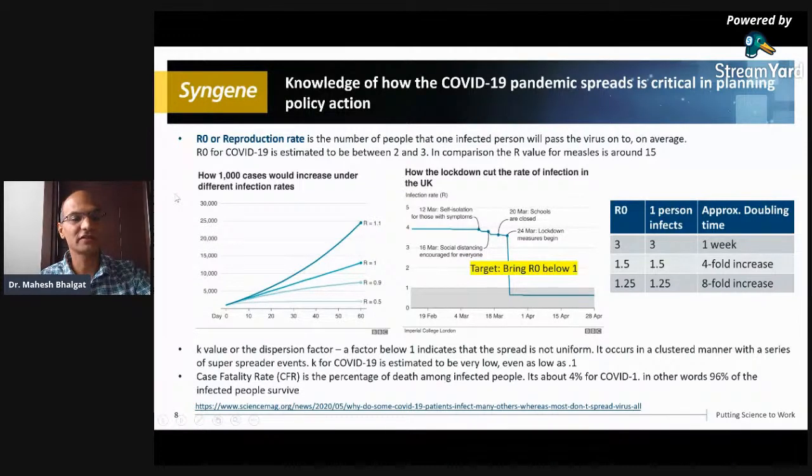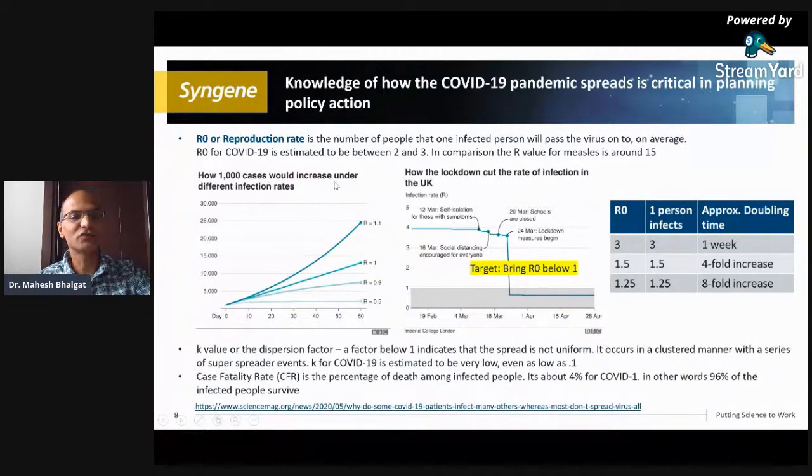This is not the only factor. There's another factor called the K value, or the dispersion factor, that also plays into this. But let me go into a little more detail on the R0. If you look at this particular graph, what this shows is if you have an R value or an R0 value of 1.1, over a 60-day period, one person would infect 1,000 people.